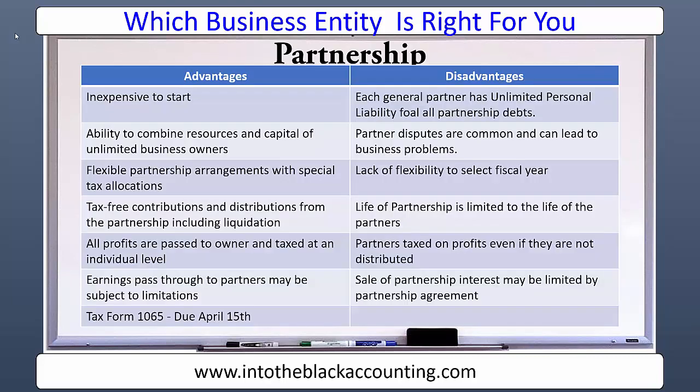Moving on. Second business we're going to talk about is a partnership. Also very inexpensive to start.